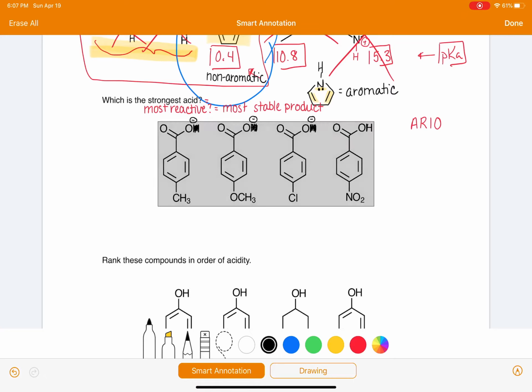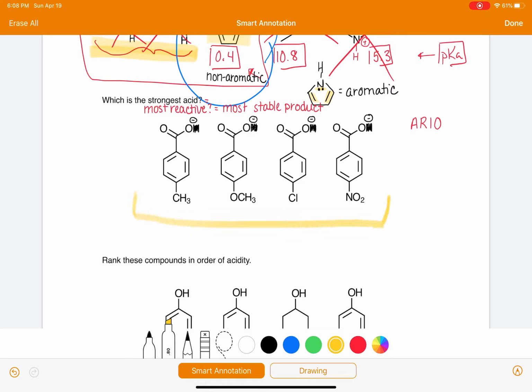So when this question is asking us which one of these is the strongest acid, you should be interpreting that as which one of these new structures is the most stable, which one of them is the best. And these are all really, really similar. It's going to be hard for us to use ARIO because it's a whole bunch of deprotonated carboxylic acids and they all look really similar.